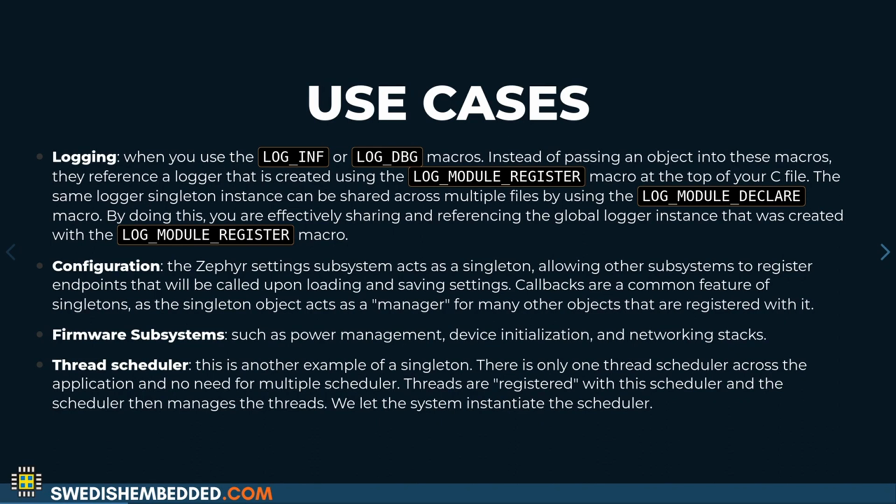Another example is the thread scheduler, where you create threads, and the scheduler then manages resource access for these threads, and when they should run, when they should sleep, when they should wait for some event to happen. And the scheduler itself is also an example of the singleton pattern.